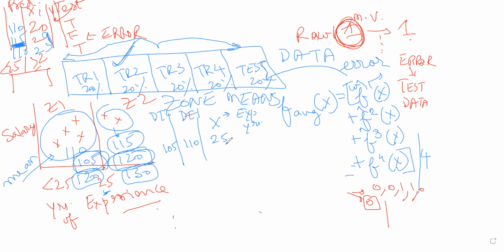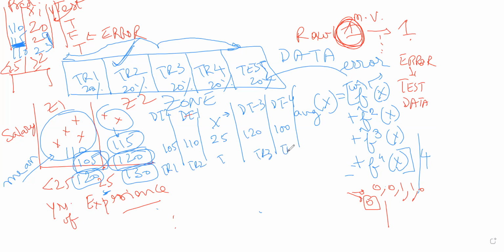So 25 and less, let's say, is the cutoff. The decision tree 3 is going to give me a value of 120, and say decision tree 4 is going to give me a value of 100. Okay, we have got four values from four decision trees based on training data 1, training data 2, training data 3, and training data 4.